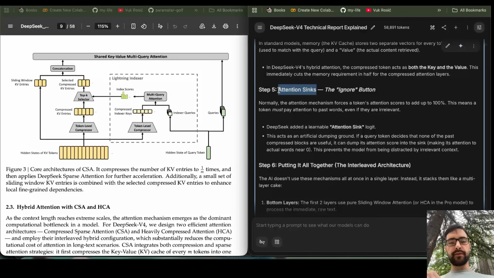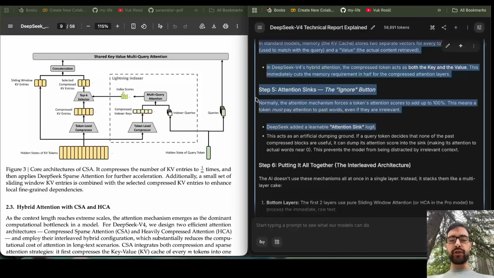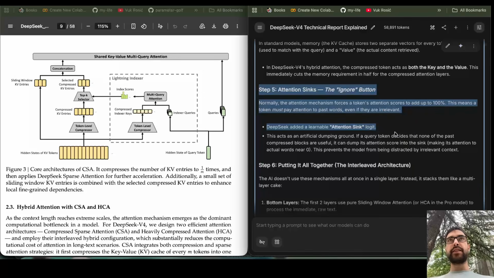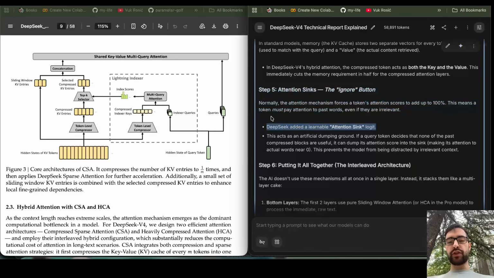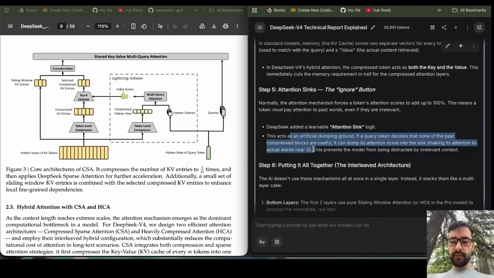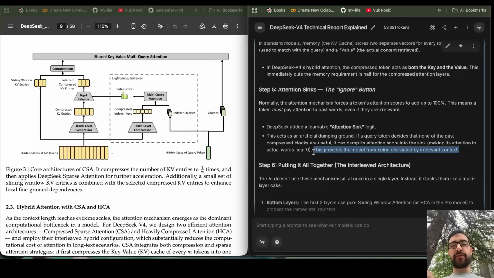What DeepSeek does is add a separate attention sink logit, which has the specific purpose of being an attention sink, so it's improved. It has this particular functionality as opposed to the model trying to create it by itself. For example, if a query decides that none of the previous tokens are useful, or they're only useful a little bit, it can dump all or most of its attention to this attention sink. So we are not forcing the model to take attention from irrelevant tokens. It can just dump its attention to this sink.